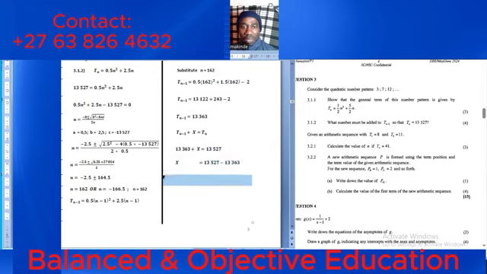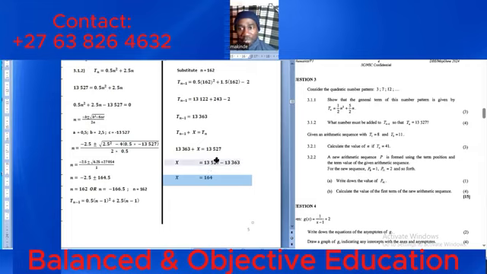And doing that, we have a value of x equal to 164. So it means that you must add 164 to Tn minus 1 in order to arrive at a Tn value of 13,527.